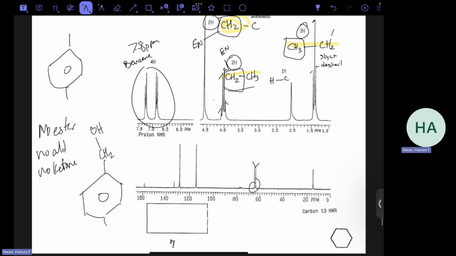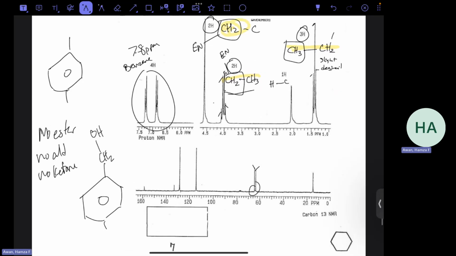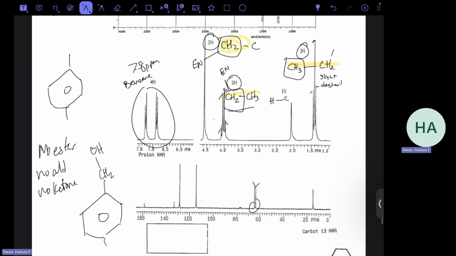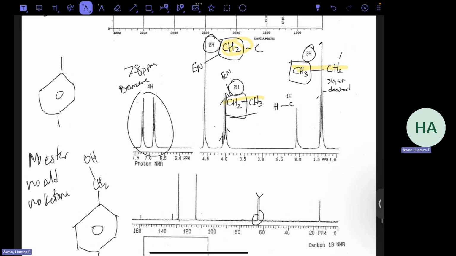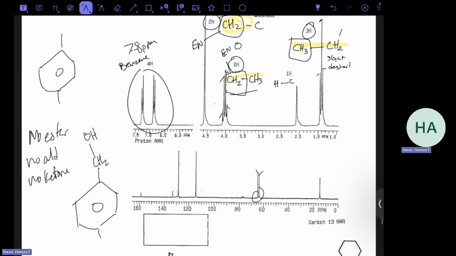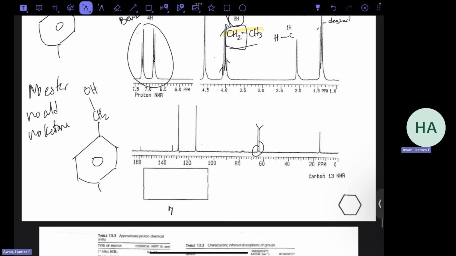So the next one, we have a CH2 bonded to a CH3, right? But then we also have something attached to the CH2 which is electronegative. But that CH2 also is not bonded to a carbon. Why? Because we know that it's bonded to something electronegative, and if it was that carbon, then it wouldn't be that downfield, which means this CH2 has to be bonded to an oxygen, right? And because we have an ether, this second one is going to be our ether with our CH2, CH3.